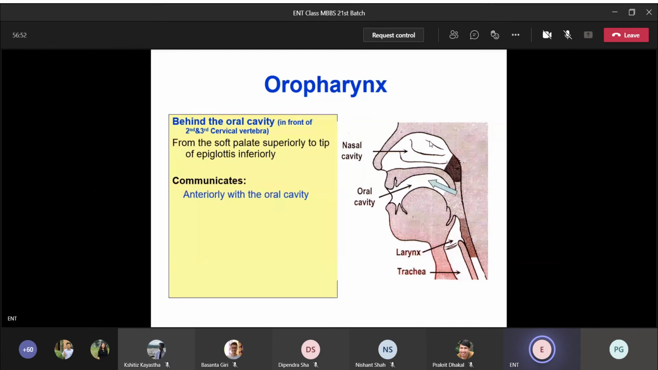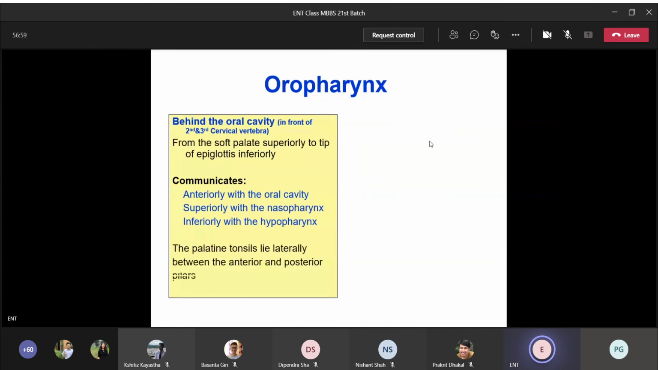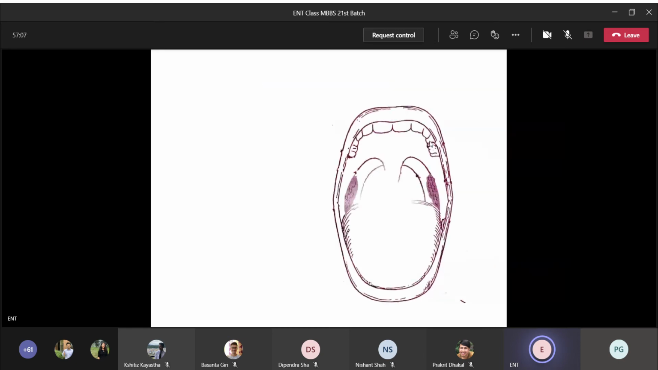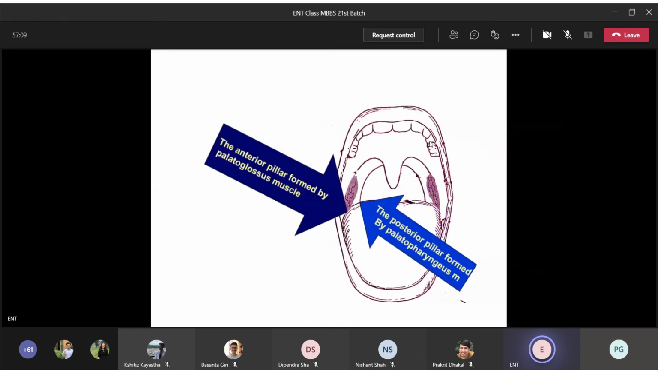Anteriorly, it communicates with the oral cavity, superiorly with the nasopharynx, inferiorly with the hypopharynx. And the palatine tonsil lies laterally between the anterior and the posterior pillars. You can see that is the posterior pillar, which is formed by the palatopharyngeal muscles, and this is the anterior pillar, which is formed by the palatoglossal muscles. So the tonsil lies in between these two pillars.